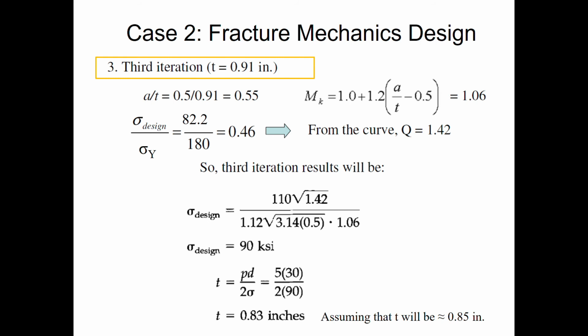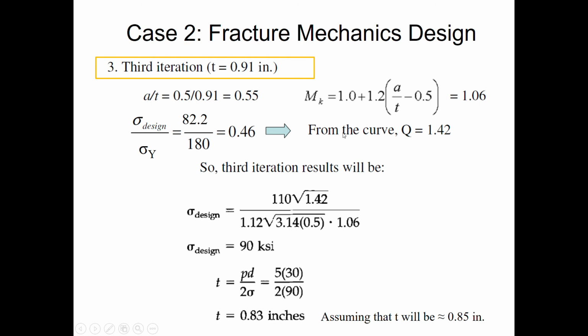Alright, for the third iteration, we take the t value as 0.91 inches, and then we check the ratio of a divided by t equals 0.5 divided by 0.91. We obtain that as 0.55. We take this value and insert it into the MK equation, and we find that MK equals 1.06. From there, we need to find the ratio between sigma design and sigma yield that we obtained from the previous one, which is 82.2 divided by 180. Now we obtain that as 0.46.